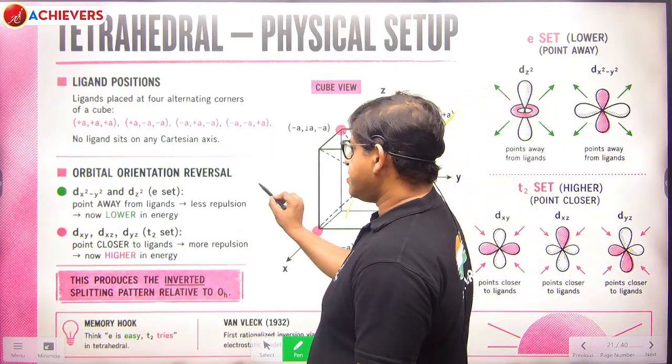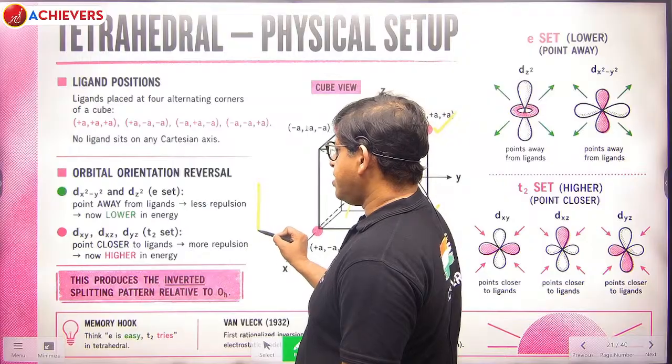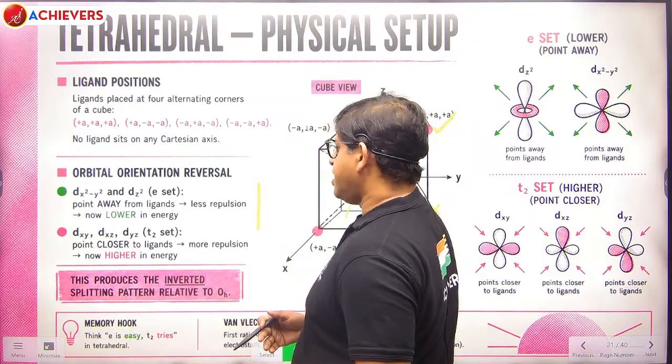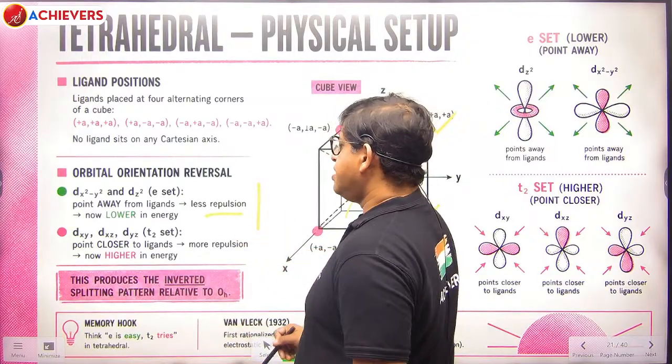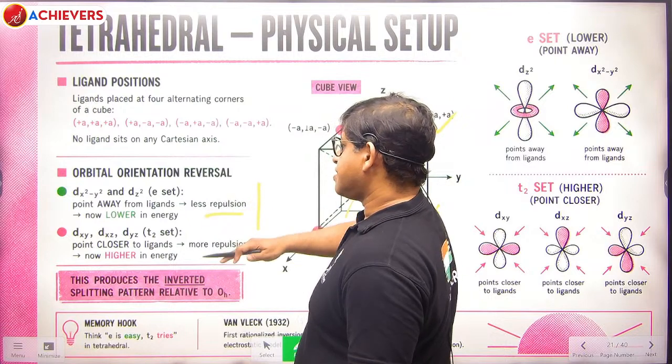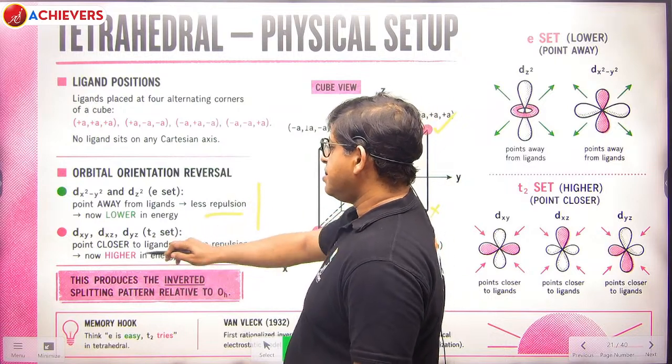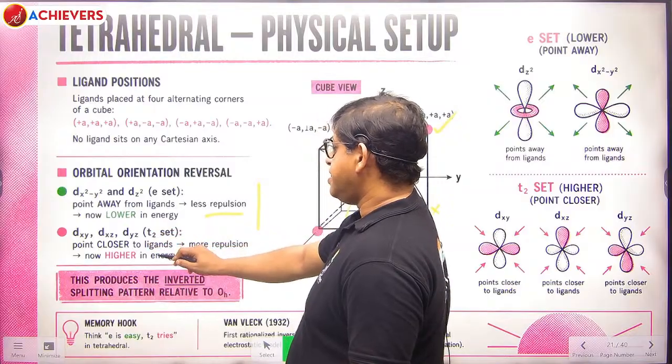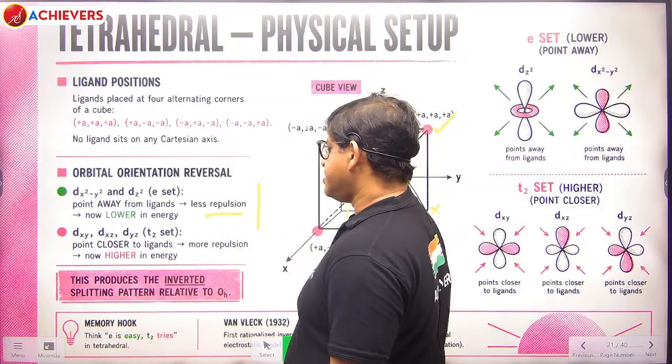এই জায়গাটার মধ্যে we are having this dx square y square, dz square that is pointing away from the ligand, facing less repulsion, now lower in energy, that is completely reversed with respect to octahedral, and dxy, dxz, dyz that is pointing closer to the ligands, having the higher energy.